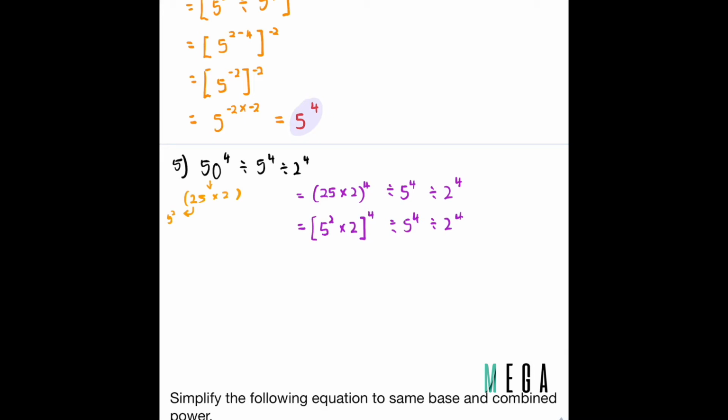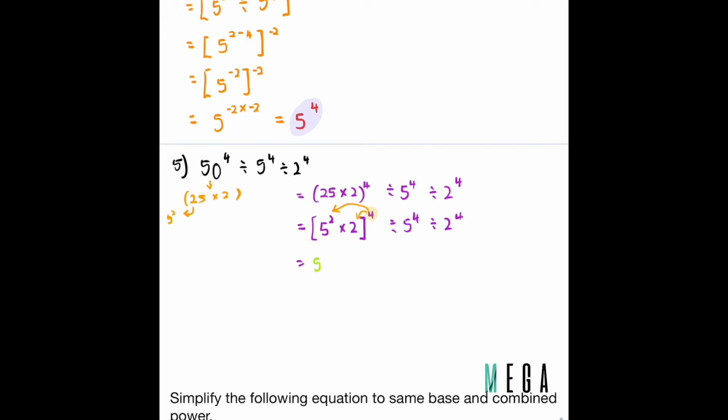And using the rule, I can say that this 4, you need to multiply here. You will need to multiply to the power of 2 as well.